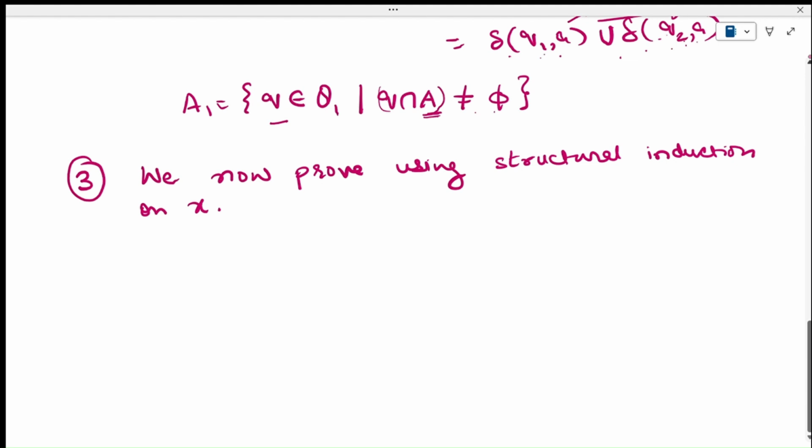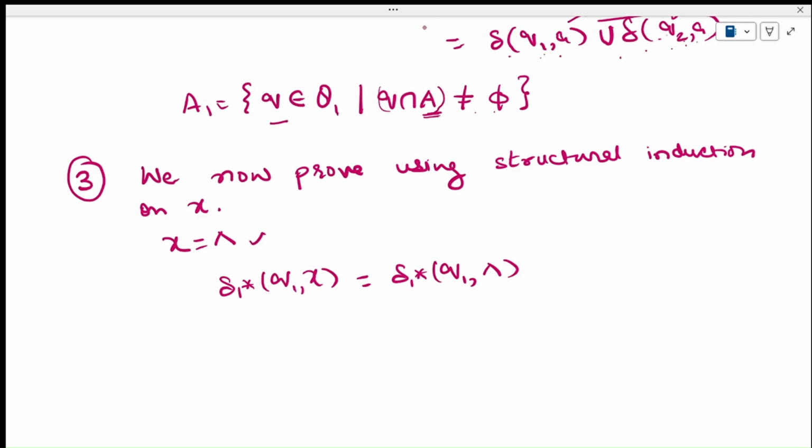Let me start with the first thing, that is x. Take x as null. So if you remember the extended transition function of the DFA on reading null, the extended transition function delta 1 star q1 comma x is delta 1 star q1 comma null, as we have taken x equal to null. We all know that it will give us the output q1 only, by the definition of delta star.